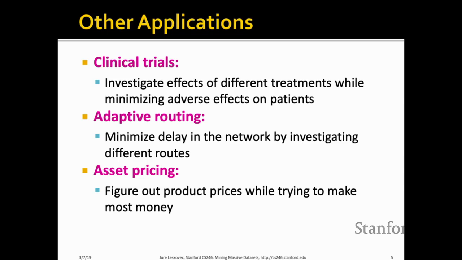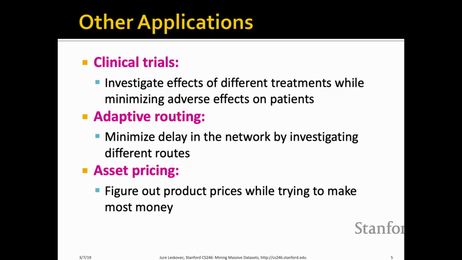You don't want to have a fixed route that goes from point A to point B. You always want to keep testing other possible routes in case something happens, or simply if a route becomes faster, you want to find it out over time. So this is an example based on networking.